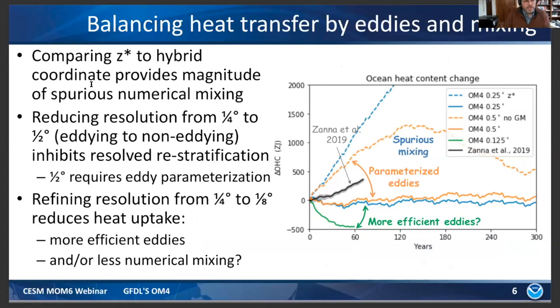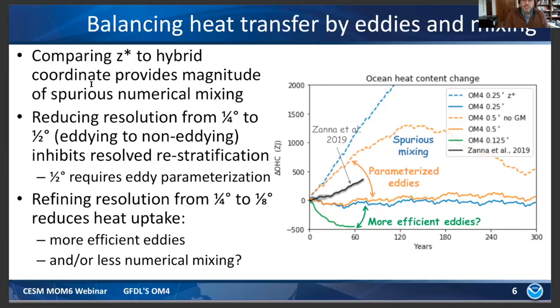So I'm showing here the comparison again between Z-star and hybrid coordinates. The Z-star results are the dashed blue line. And on the right-hand side, I'm showing a plot of the change in ocean heat content measured in zettajoules, which are the units that Zanna et al. used for an estimate of the actual heat uptake in a reconstruction she published last year.